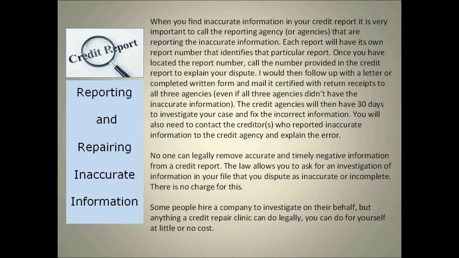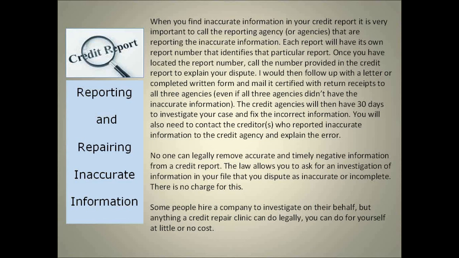All right. Now, let's say you found some inaccurate information on your credit report. It's very important that you call the agencies and report that inaccurate information immediately. Each report will have its own report number that identifies that particular report. You need to locate that report number and then call the number that's provided on your credit report to explain your dispute. Once you've explained your dispute over the phone, I would then follow up with a letter or completed written form and mail it certified with return receipts to all 3 agencies.